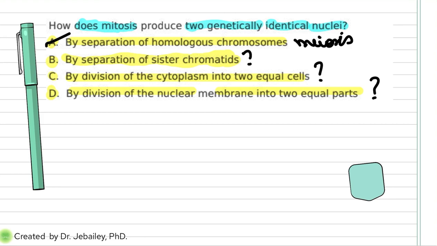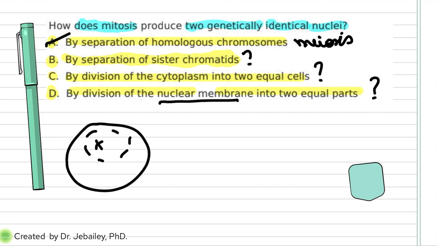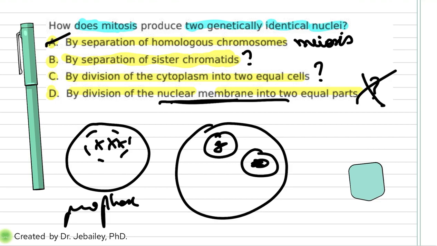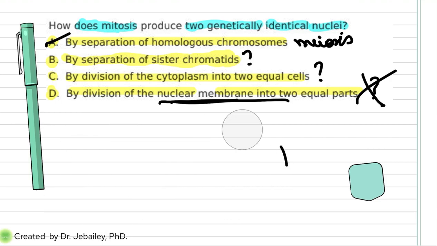But let's look at D first, division of the nuclear membrane. If you remember, in prophase the nuclear membrane disappears and the chromosomes become visible. That's what happens in prophase. This option is trying to say that in prophase you made two nuclei, equal parts, with chromosomes here and chromosomes here. Is this what you do in prophase? No, the nuclear membrane disappears and only appears back in telophase. So this is out of the question. D is out.